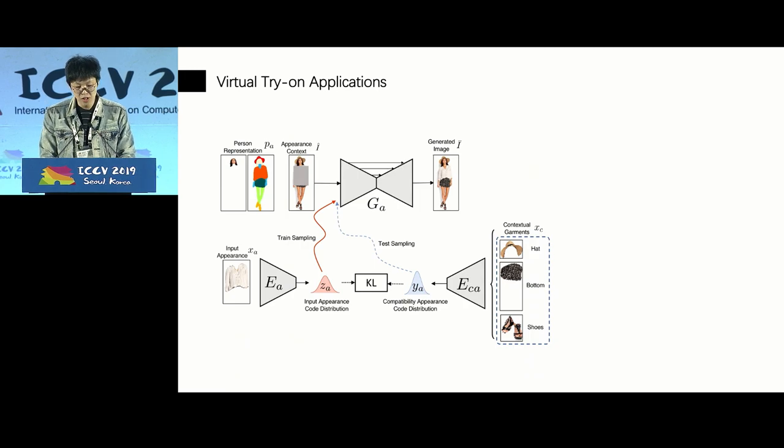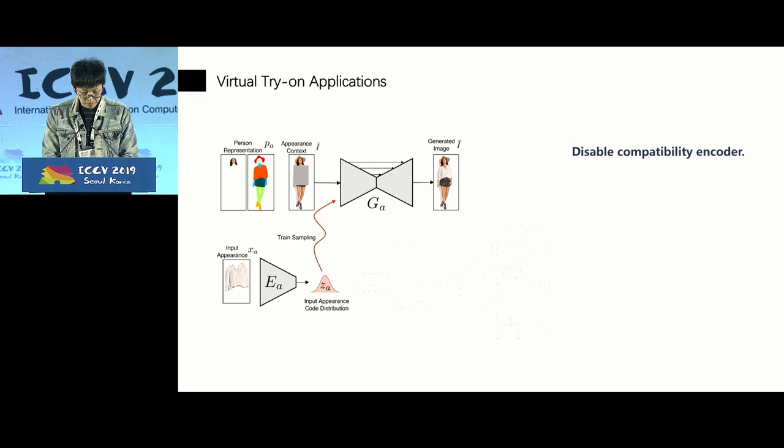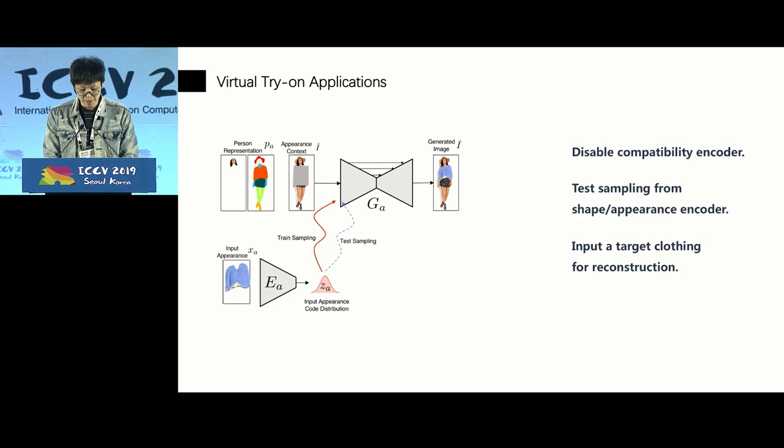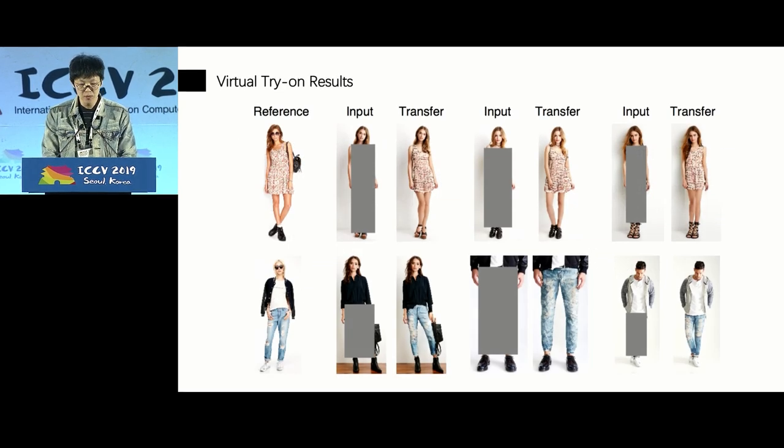Due to the reconstruction nature of autoencoders, by simple modification, our network can also be used for virtual try-on applications. We can disable the compatibility encoder and directly sample from the shape and appearance encoder. As a result, the network will try to reconstruct the input and produce a virtual try-on result. Like in this picture, if we feed a blue top as the input, the target person will wear a blue top. Here are two more examples, where in the first example we transfer a skirt, and in the next example we transfer a pair of jeans.